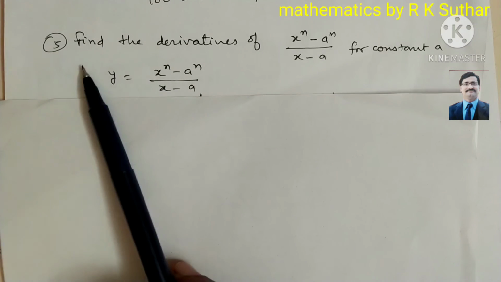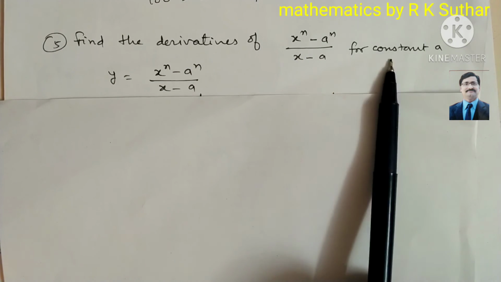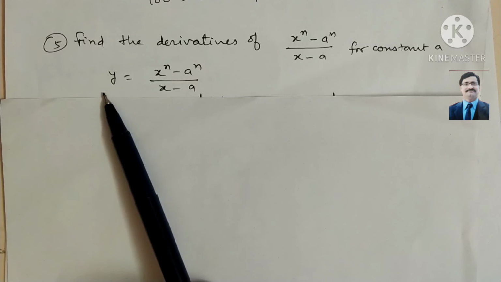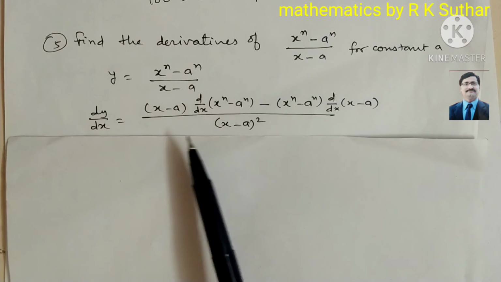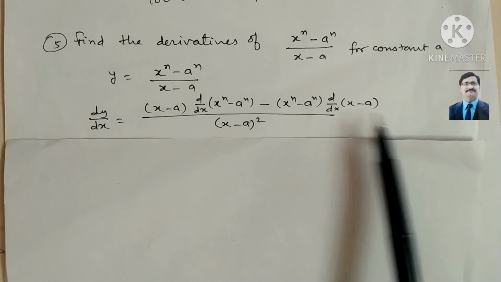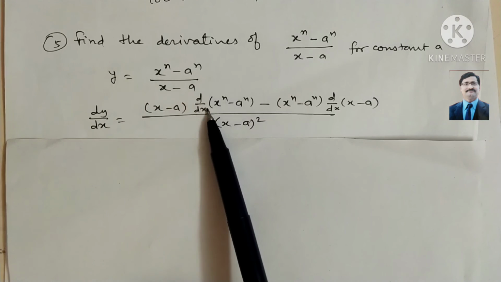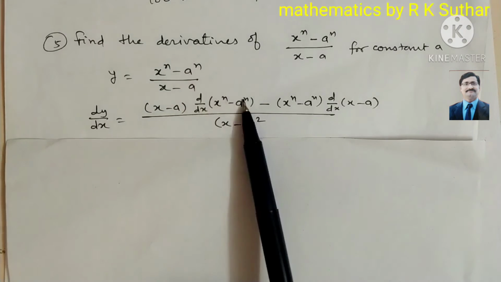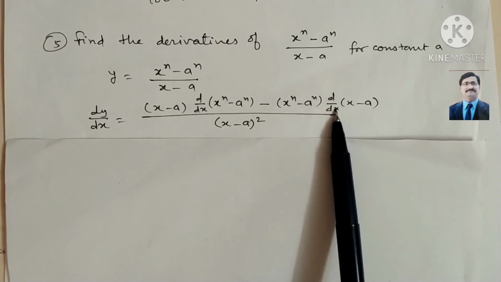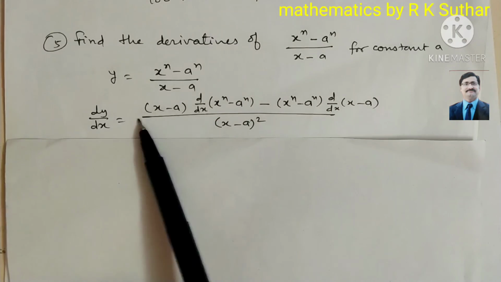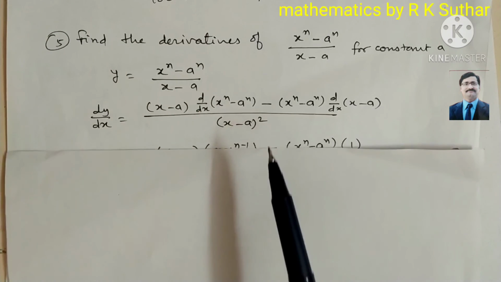Now we have to find the derivative of (x^n - a^n)/(x - a) for constant a. We take y = (x^n - a^n)/(x - a). And dy/dx will be, look here, in the numerator first we have the denominator as it is, x - a, then the derivative of the numerator x^n - a^n, minus the numerator x^n - a^n as it is, times the derivative of the denominator x - a, all upon the square of the denominator, that is (x - a)^2.